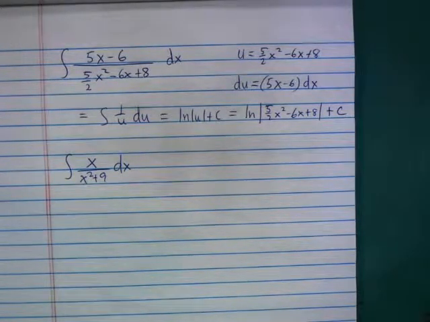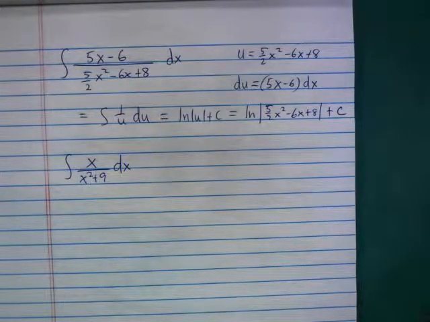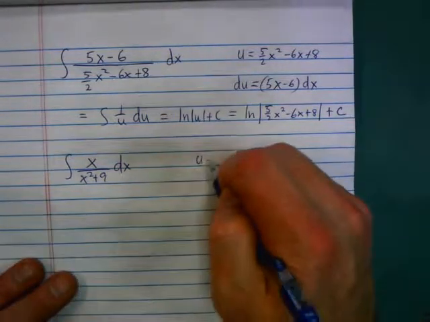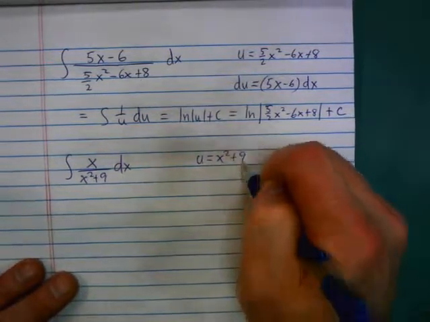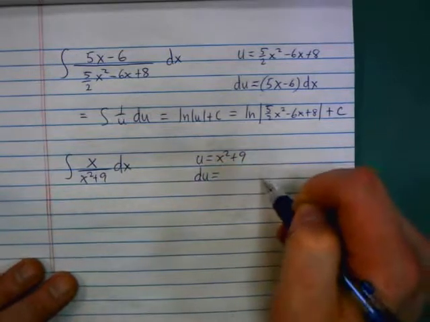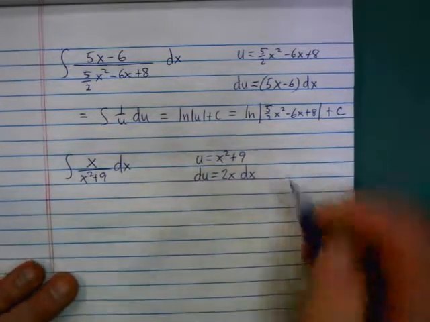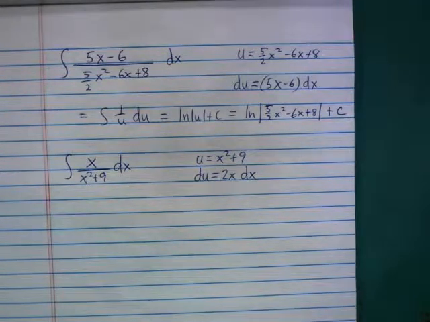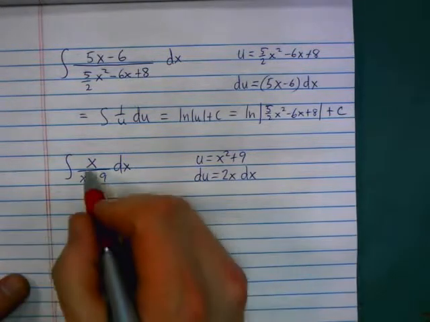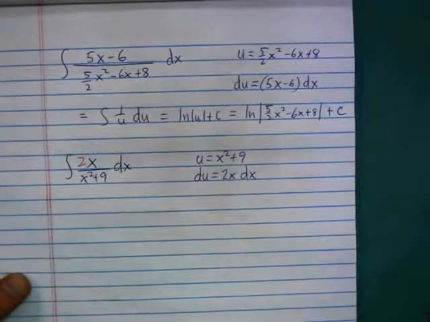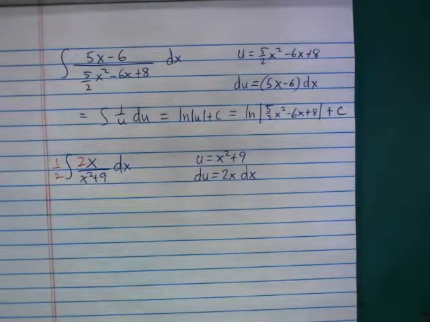Here's one. Antiderivative of x over x squared plus 9. Not much has changed. u is x squared plus 9, which means du is 2x dx. All right, same kind of thing. I need an x dx. Well, I have an x dx. I need a 2x dx. So I sneak a 2 in there. I balance it out with a 1/2 out there.